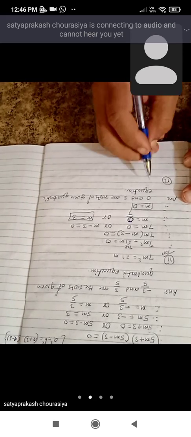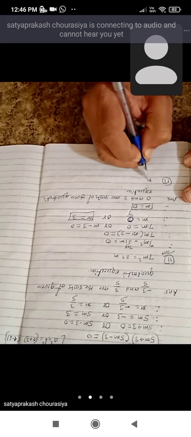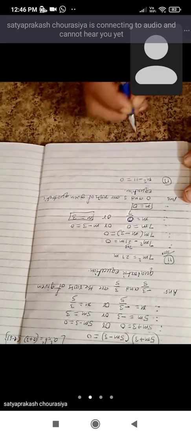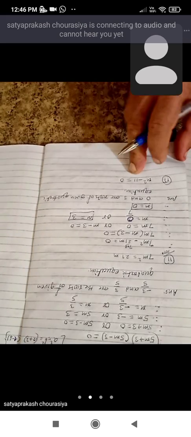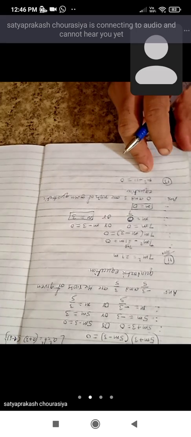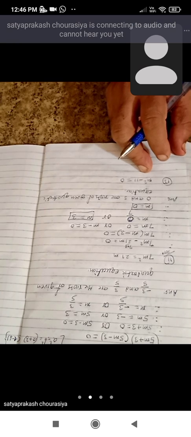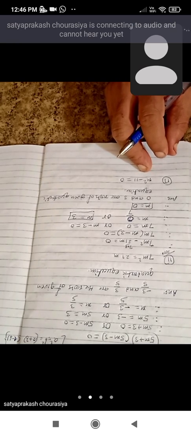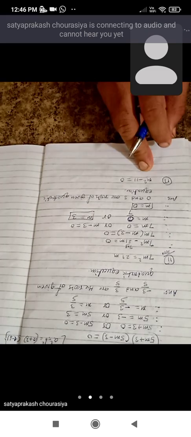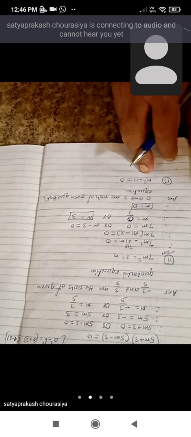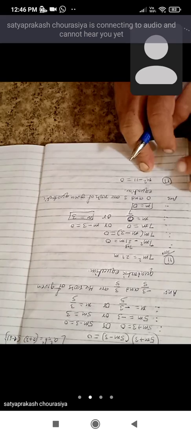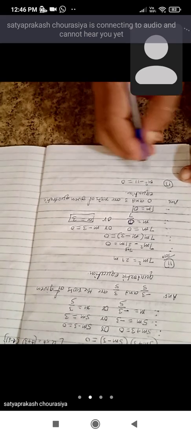Question number 12. m square minus 11 is equals to 0. Now see, this is also a quadratic equation because there is only one variable, and the maximum power on that variable is 2. So this is also a quadratic equation. Now see the solution of it.